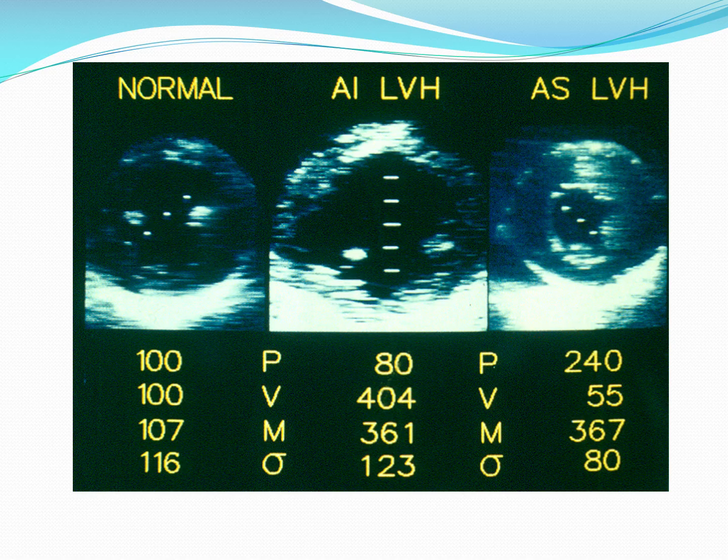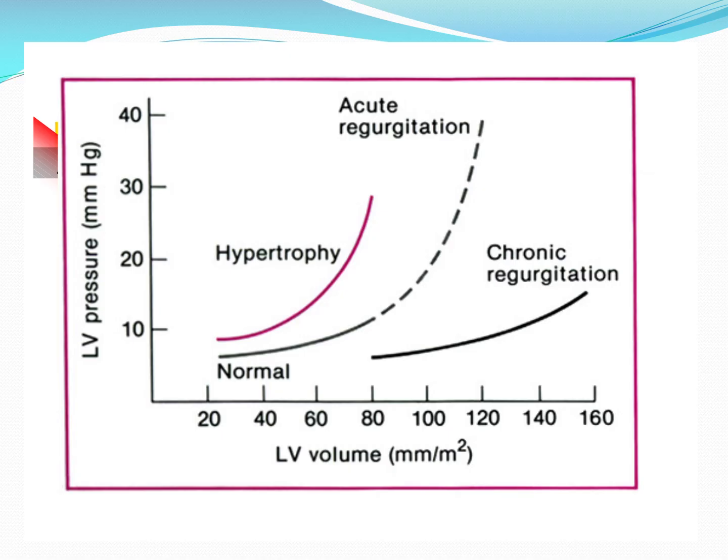Again, this is another way of looking at it. The aortic stenosis, LVH, with the thick muscle, small cavity. The aortic insufficiency, AI, with a dilated ventricle and mildly increased wall thickness. So this just reiterates the difference between chronic and acute regurgitation.